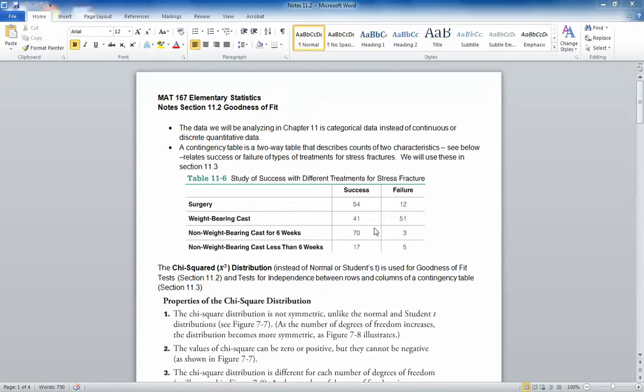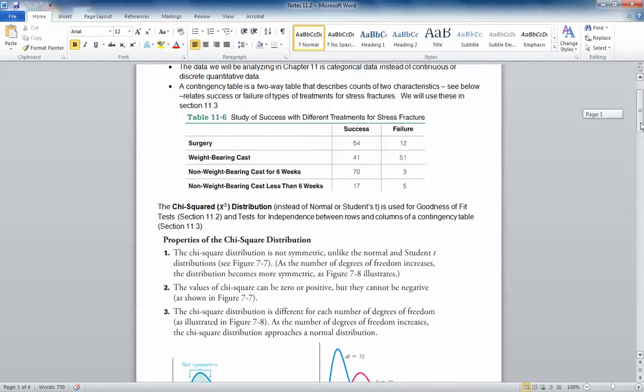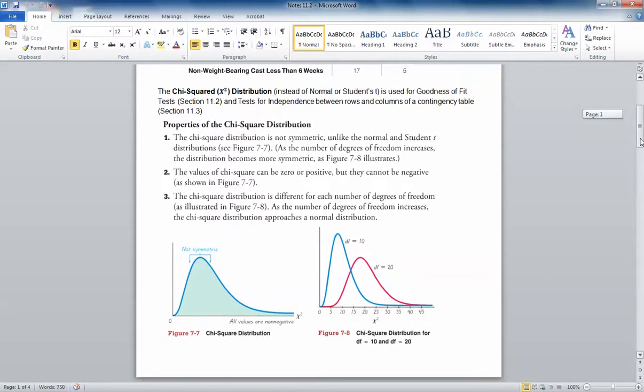in section 11.3. The distribution that we use for categorical data is something called the chi-squared distribution instead of normal or student's t. And this is what we'll use for section 11.2 and 11.3. Properties of the chi-squared distribution are listed below. These are from section 7.4.